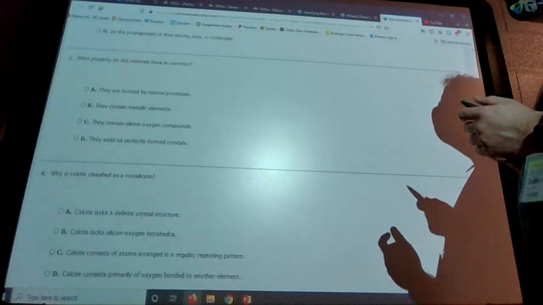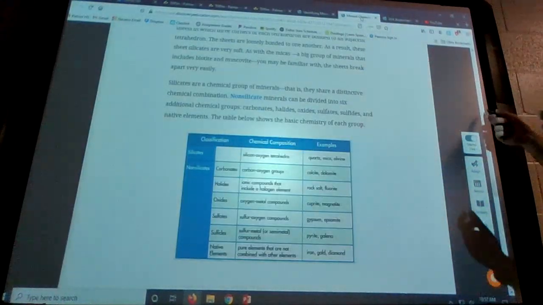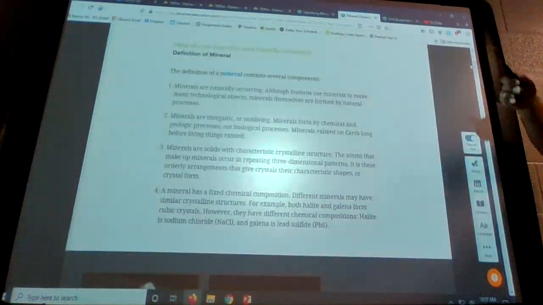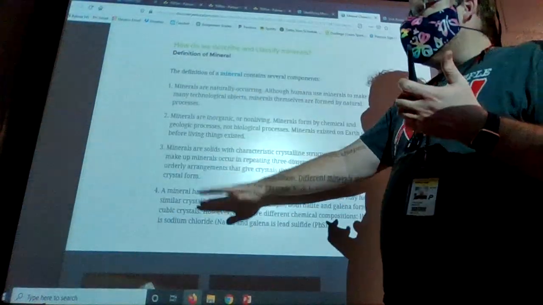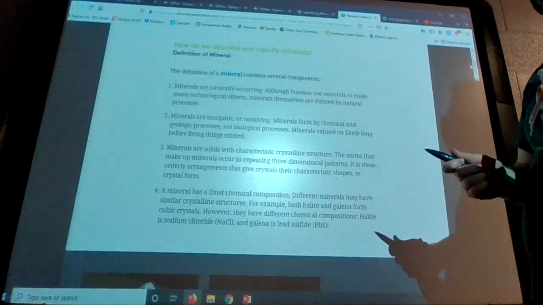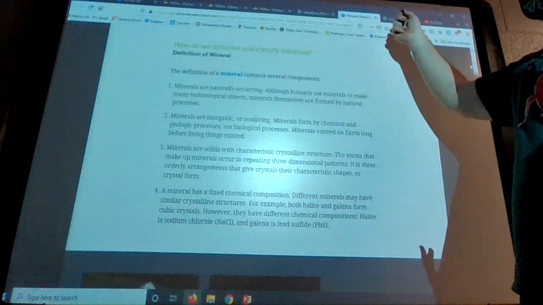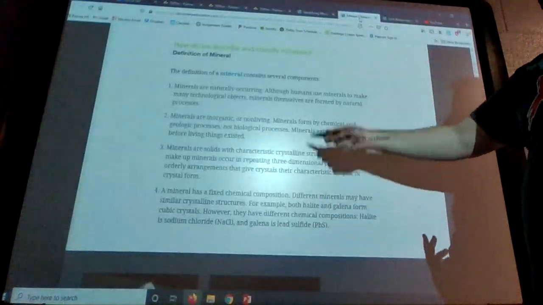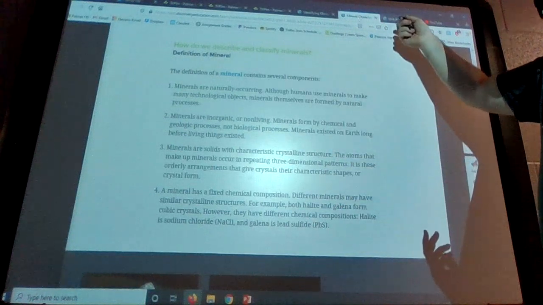What property do all minerals have in common? That's going to be right at the top of the page of the mineral characteristics section. And so it's going to be one of these 4. These are the 4 things that all minerals have to have in common. These are what makes a mineral. So you should be able to find one of these answers here in one of these 4 little bullet points there.